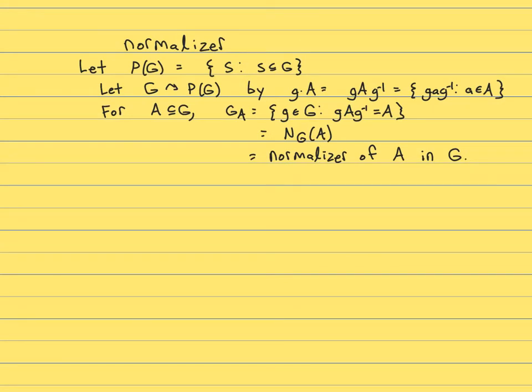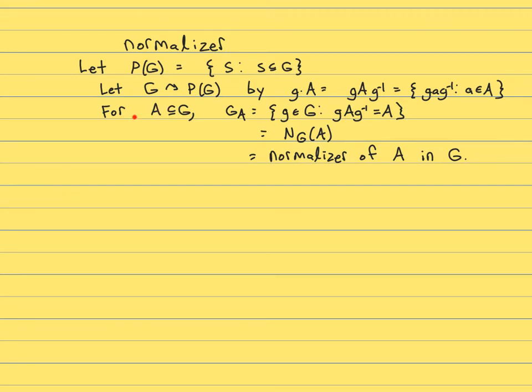Now we define the normalizer. We let P(G) be the collection of all subsets of the group. Then it turns out G acts on this power set by conjugation. So g acts on A by gAg inverse. And how do you conjugate a set? Well, you conjugate every element of the set. And you can prove that this is a group action. I'll leave that as homework.